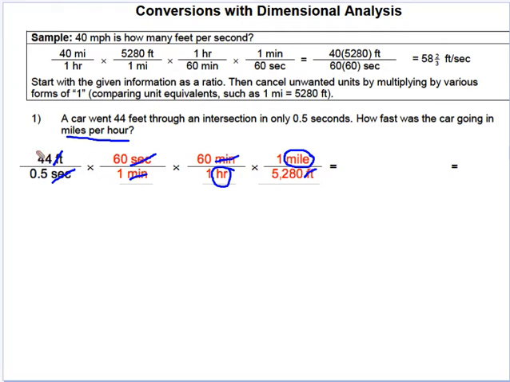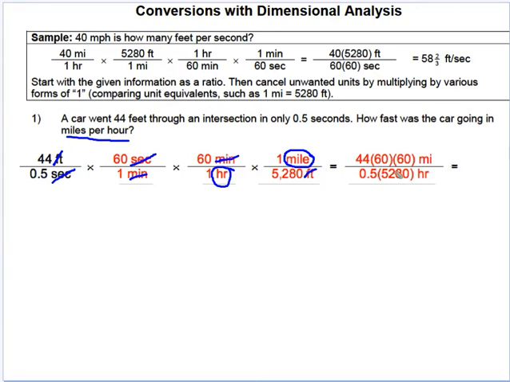Okay, so what do you do with all the numbers in the numerator? Whenever you have fractions that are multiplying together, everything in the numerator gets multiplied together and everything in the denominator gets multiplied together. So in your calculator, you're going to put 44 times 60 times 60. Notice we did not do times 1. Anything times 1 is the same thing. It doesn't change the value. And then in the denominator, you have 0.5 from here and times 5,280 here.